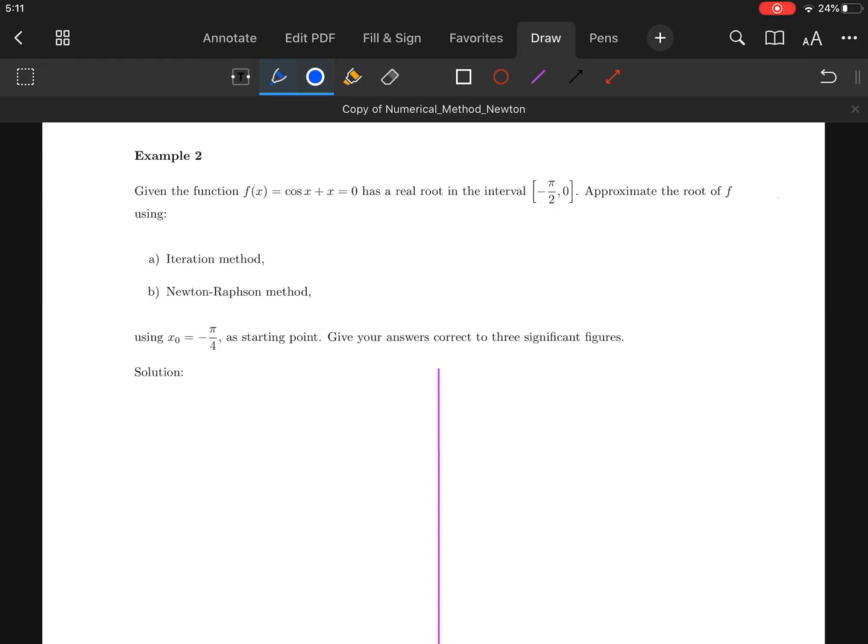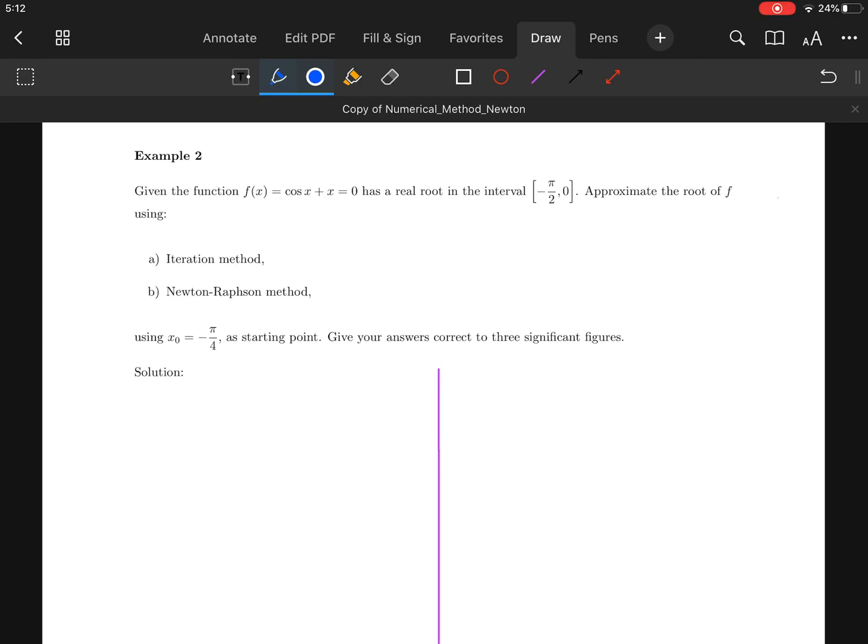Okay, hello guys. We are going to continue our lesson on Newton methods. So this example 2, given the function f(x) equals cos x plus x equal to 0, has a real root in the interval negative pi over 2 to 0. Approximate the root of f using A. iteration method, B. Newton-Raphson method, using x0 equals negative pi over 4 as starting point. Give your answers correct to 3 significant figures.